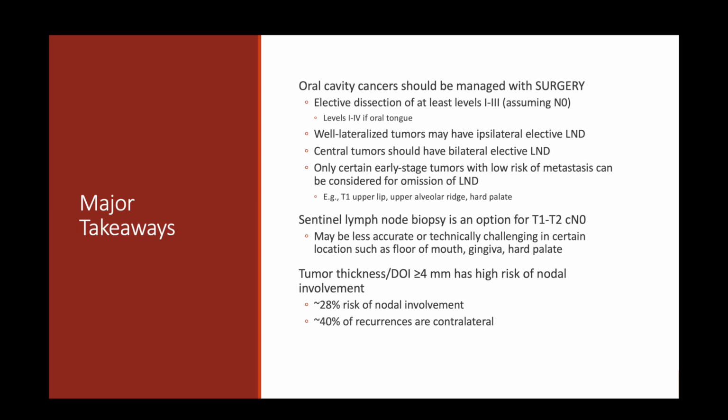And then remember that for tumors that have a thickness or depth of invasion of 4 millimeters or greater, there's a very high risk of nodal involvement, which is about 28%. And when lymph node recurrence happens, about 40% of those recurrences are contralateral. So even if the patients just had an ipsilateral elective lymph node dissection, we really need to keep in mind the tumor thickness as well as other risk factors and consider bilateral radiation to reduce their risk of a contralateral recurrence.